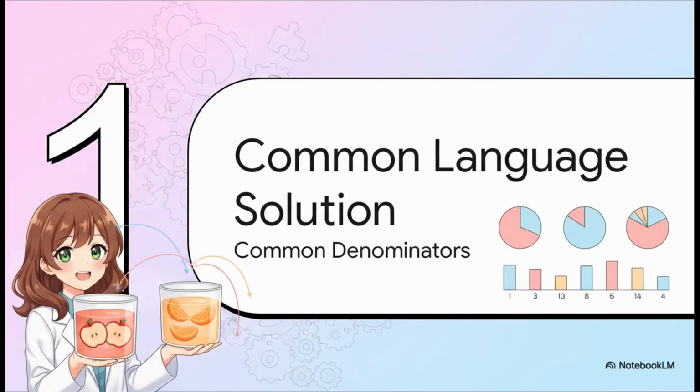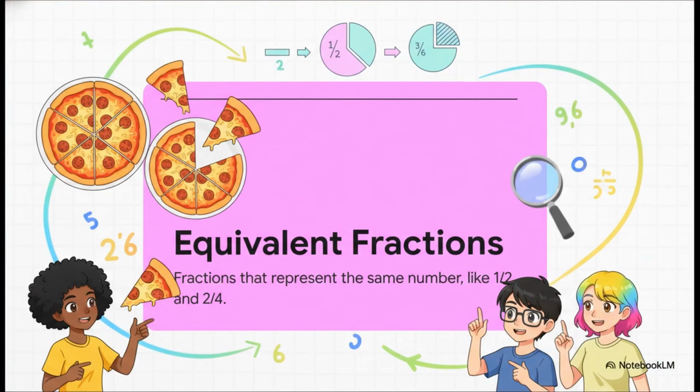So, how do we solve this whole apples and oranges dilemma? We have to find that common language. We need a way to make our different size pieces comparable. And in the world of fractions, we have a name for that. It's called finding a common denominator. Now, the secret weapon for this whole operation is a concept called equivalent fractions. These are fractions that look completely different, but they actually represent the exact same amount of stuff. Think about it. 1/2 of a pizza is the exact same amount of pizza as 2/4, or 3/6. It's just been sliced up differently.